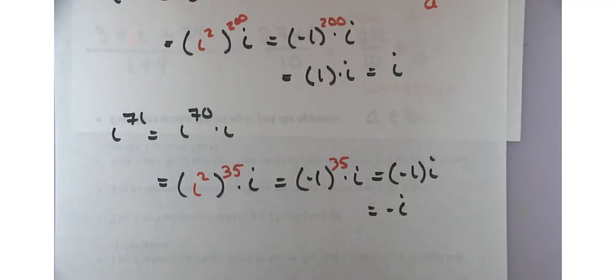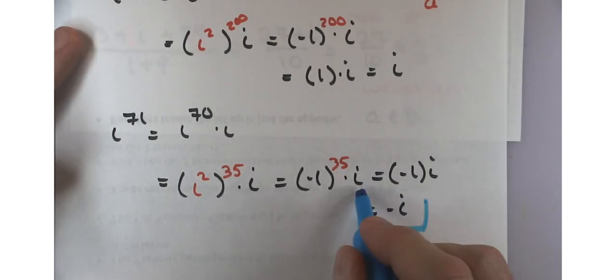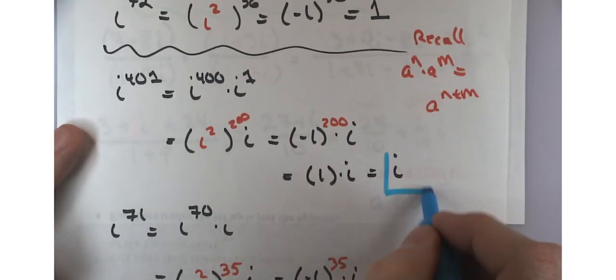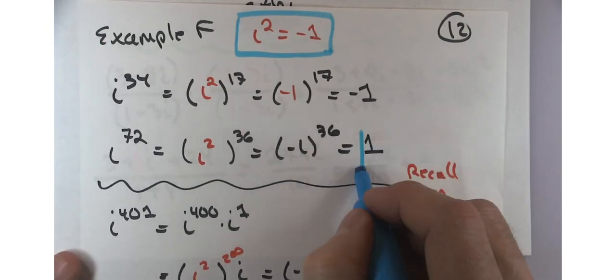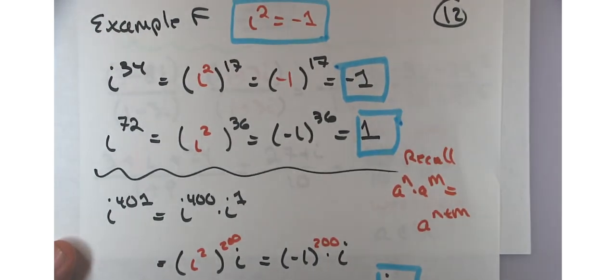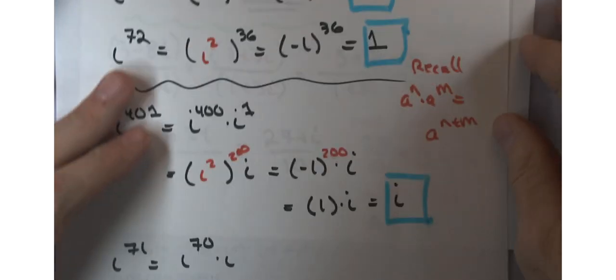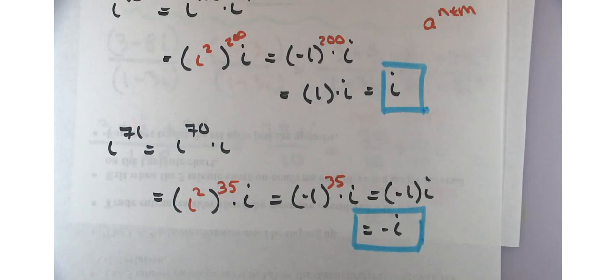Altogether, when you're working with powers of i, there are 4 possible answers. Could be negative i, could be positive i, could be 1, or it could be negative 1. There is actually a different way to do this, but it requires some memorization, and I don't like it as much for that reason. But if you do it a different way, that's fine. Just show me your work.